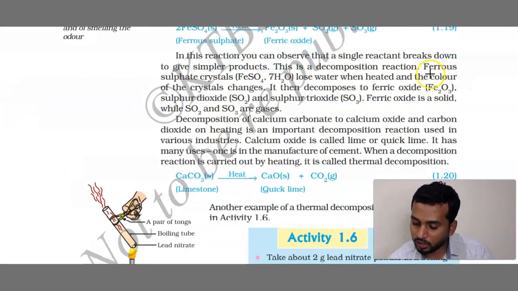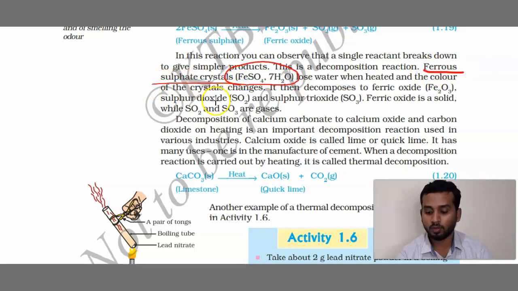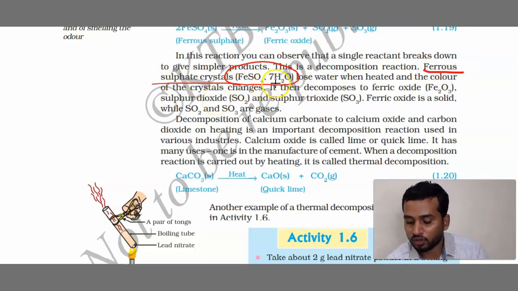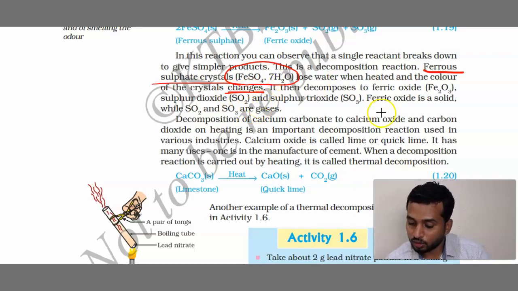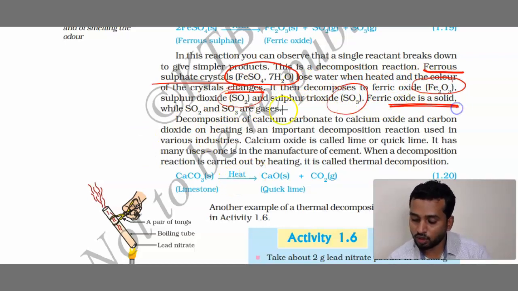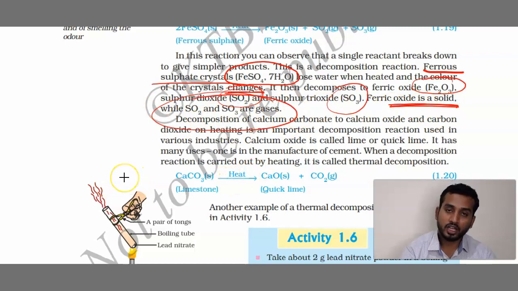So what type of questions will be asked based on this chemical reaction? You can see in this paragraph. When ferrous sulphate crystal, please remember this molecular formula, FeSO4.7H2O. This is the molecular formula of ferrous sulphate crystals. When they are heated, they lose water, and the color of the crystal changes. Remember, the color of the crystal changes. It decomposes to ferric oxide, sulfur dioxide and sulfur trioxide. Ferric oxide is solid; sulfur dioxide and sulfur trioxide are gases.